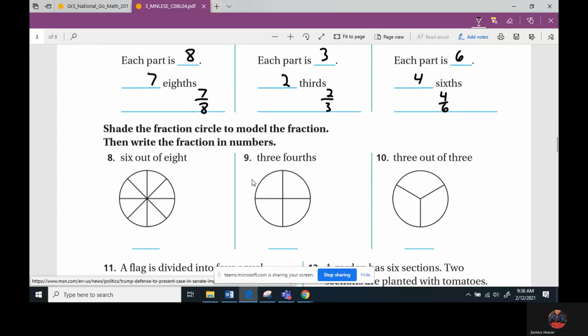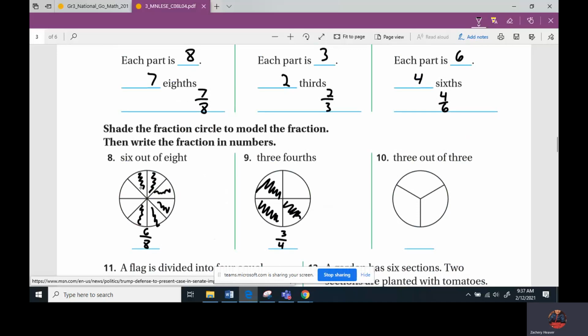All right. Now, here it wants us to shade 6 out of 8. So shade the fraction circle to model the fraction. 6 out of 8. So I'm going to go 1, 2, 3, 4, 5, 6. And to make sure I'm right, 7, 8. That's right. So 6 out of 8, 6/8 is shaded. This one wants 3/4. So 1, 2, 3. 3/4. 3 out of 4.